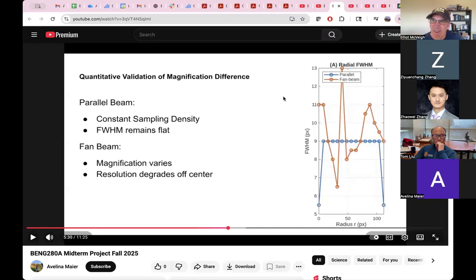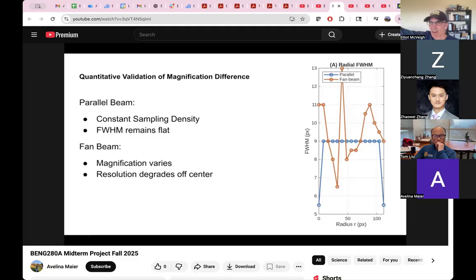So this confused me though. This is the full width at half max for the parallel versus the fan beam. And I suppose what I was expecting to see as a function of radius. So you're measuring the full width at half max as we're taking an object and moving it from the center outward, right? And then remeasuring full width at half max. Is that how this was done?